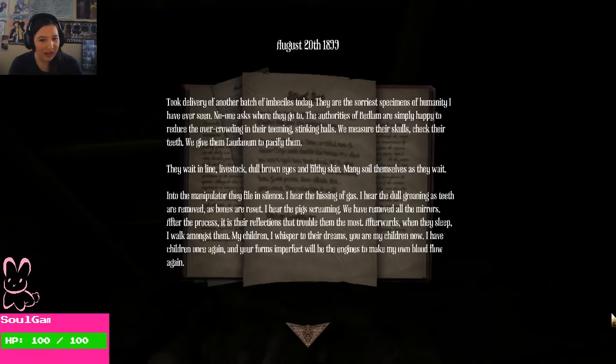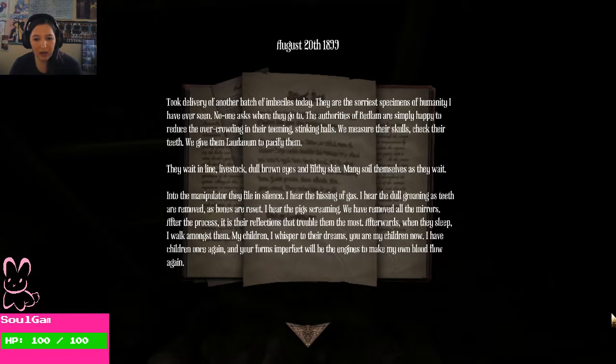August 20th, 1899. Took delivery of another batch of imbeciles today. They are the sorriest specimens of humanity I have ever seen. No one asks where they go to. The authorities of Bedlam are simply happy to reduce the overcrowding in their teeming, stinking halls. We measure their skulls, check their teeth. We give them laudanum to pacify them. They wait in line, livestock, dull brown eyes and filthy skin. Many soil themselves as they wait. Into the manipulator, they file in silence. I hear the hissing of gas. I hear the dull groaning as teeth are removed, as bones are reset.